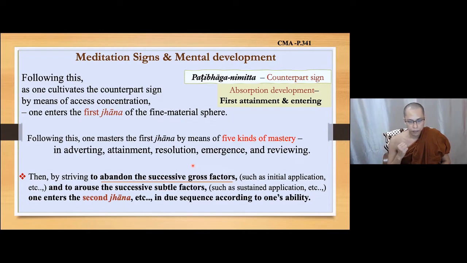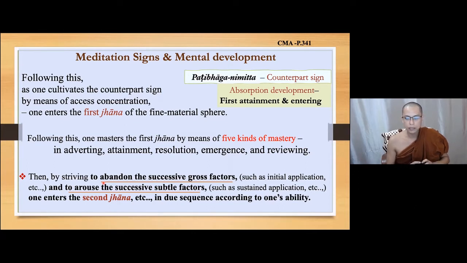So if he can abandon and remove the first jhana fetter of the initial application, it becomes the second jhana. Arising from the sustained application, etc. No more initial application. That is called the second jhana. That is why the meditator has to practice keeping on the object of the patibhaganimitta. After the 5 kinds of mastery, his intention must be to abandon the gross fetter.